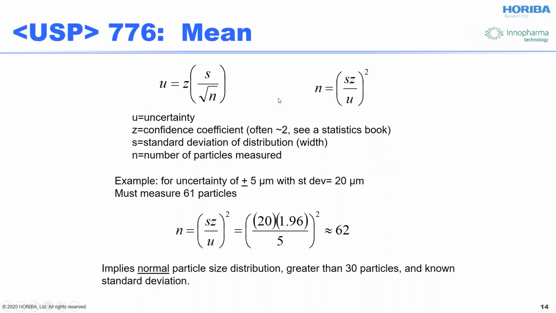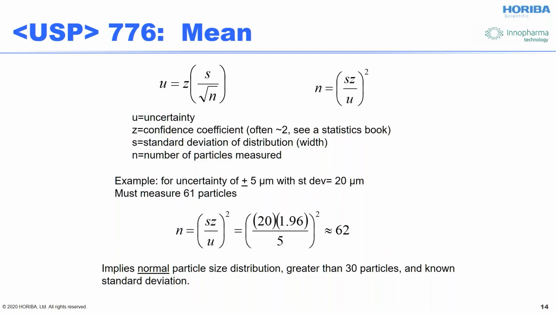So you can turn that around and find the number of particles if you know something about the width of your distribution. So for example, if I want to know my mean particle size to within 5 microns, and I know that my size distribution width is about 20 microns, and that width is the standard deviation, I can say, well, N is 20, it's actually 1.96, but 20 times 1.96 divided by 5 squared, and I say, oh, I can measure 62 particles, and away I go. So there's a nice lower limit.